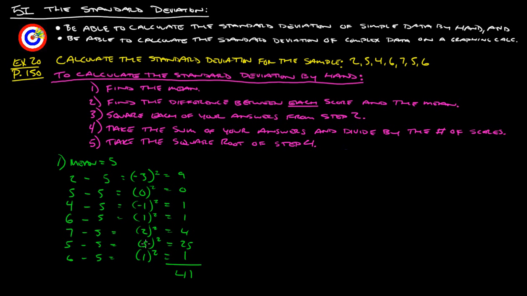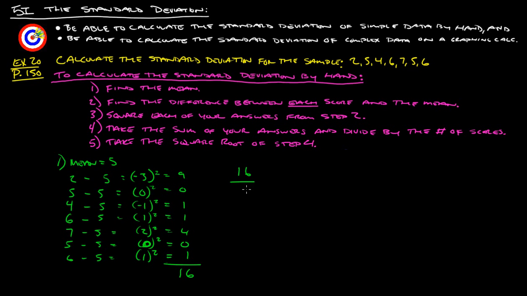Except, oh look, crazy math teacher guy did this one wrong. Let's go back. This here, 5 minus 5 is not 5, it is 0. So that should be 0. That should be 1, that's better. 9, 10, 11, 15, 16, that's what we're looking for. Sorry about that. So we've taken the sum of our answers.